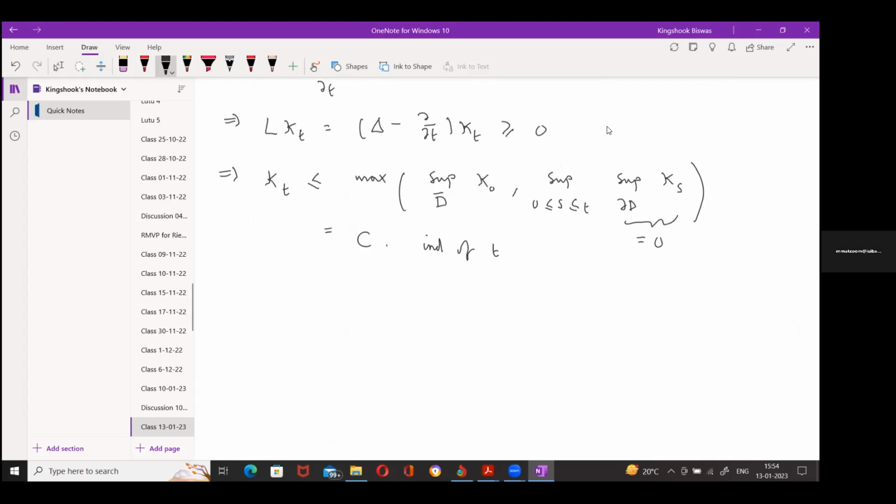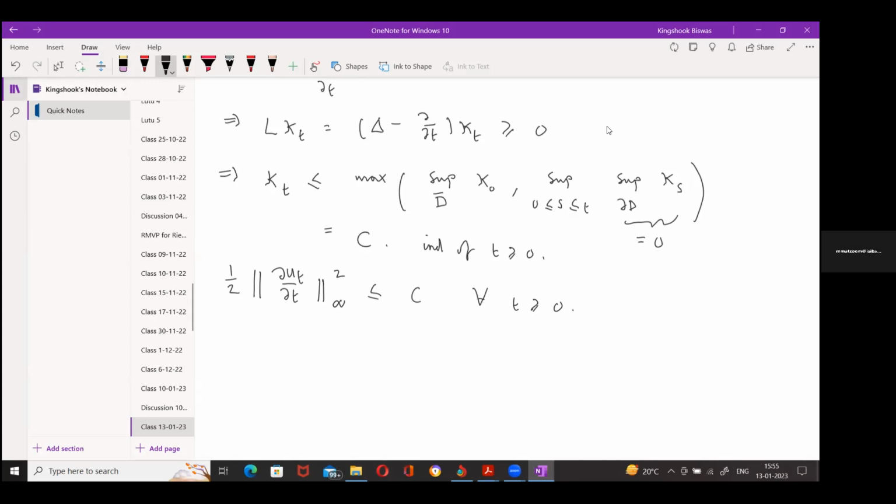Is that clear? Yes, sir, it's clear. So what does that mean? That means that this time derivative squared, so the sup norm of del ut del T, this sup norm is less than or equal to C, so this squared, half of this squared, is less than or equal to C, right? For all T.